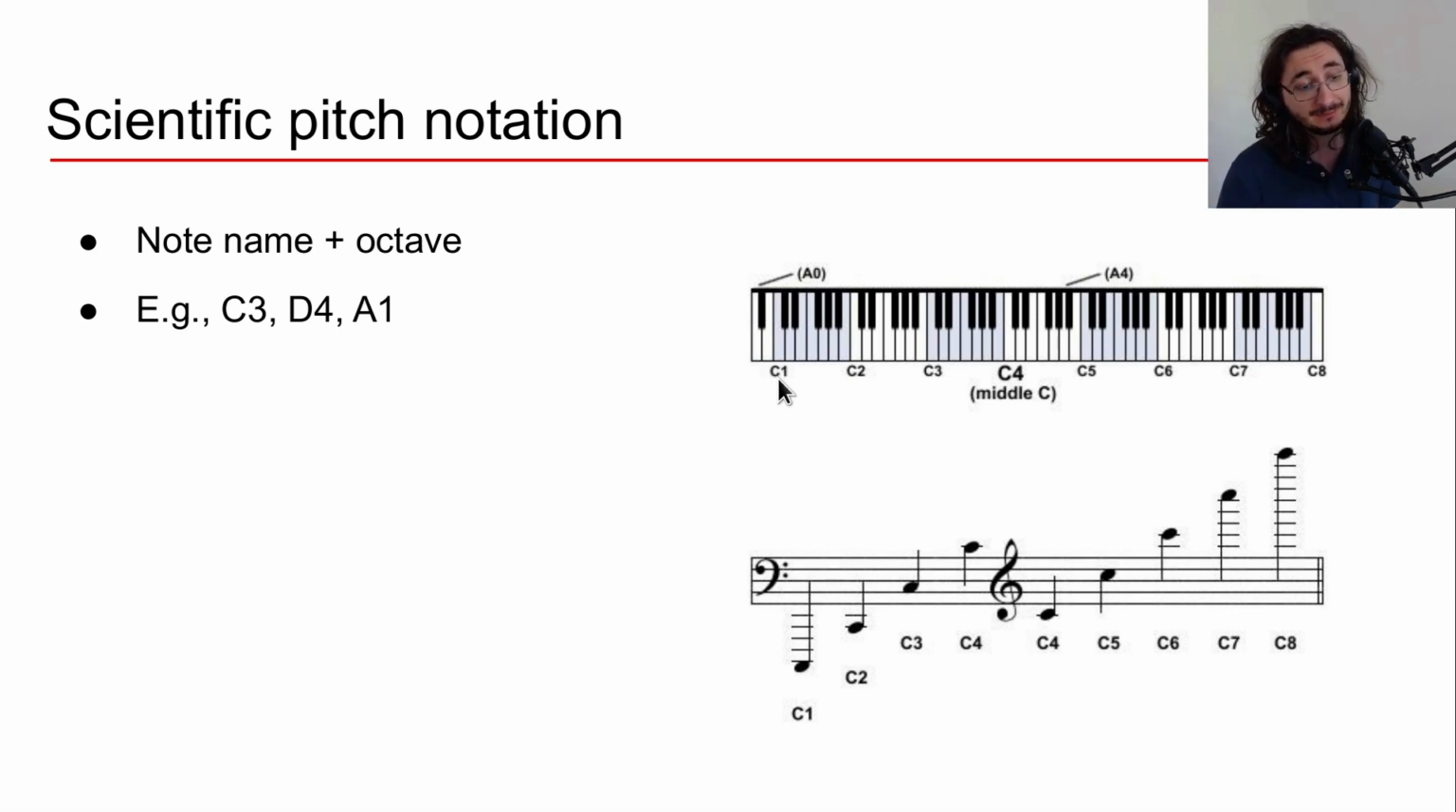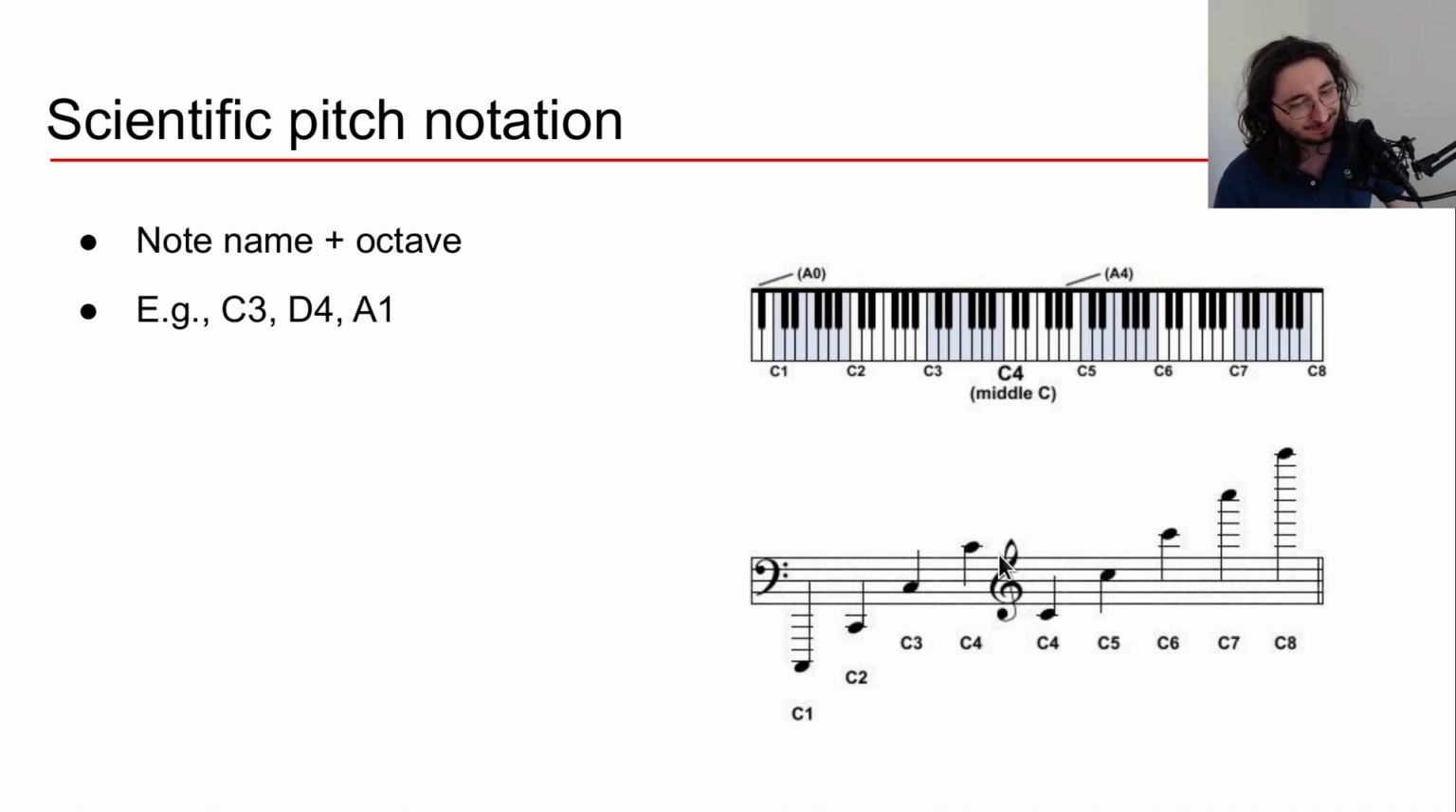So here we have the C1 note, which is all the way down here. Then we go up an octave and we have the C2 note, C3 note, C4, all the way to C8. Now, all of these notes can be mapped down here in Western musical notation. And as you see, the higher we go in terms of pitch, of octaves, the higher we go here on the staff.